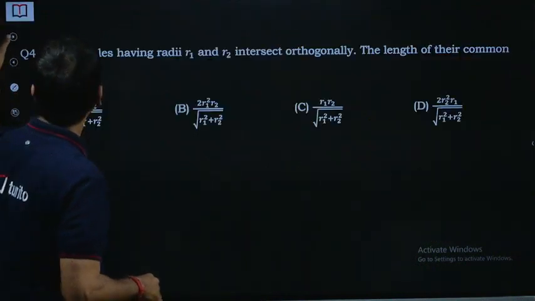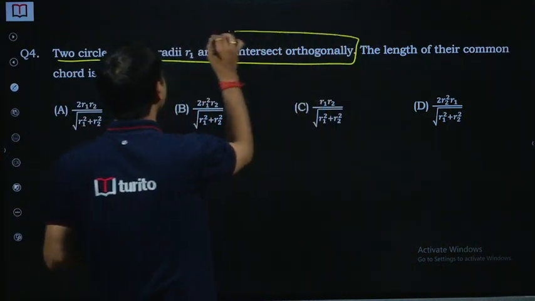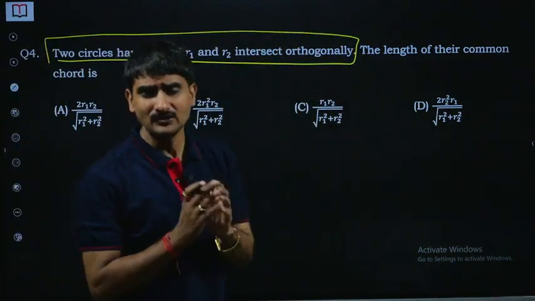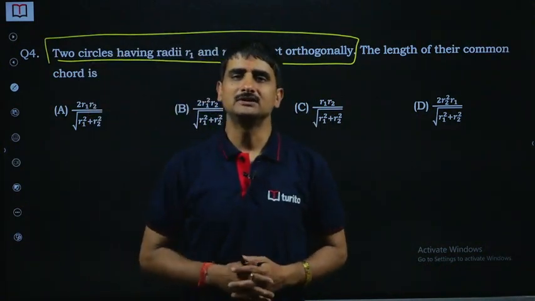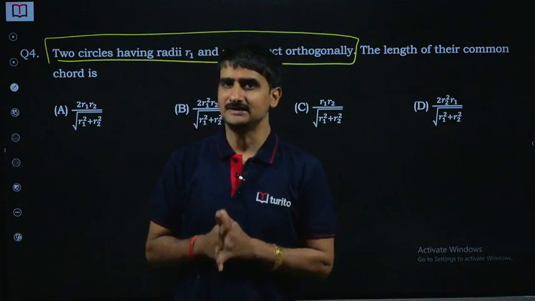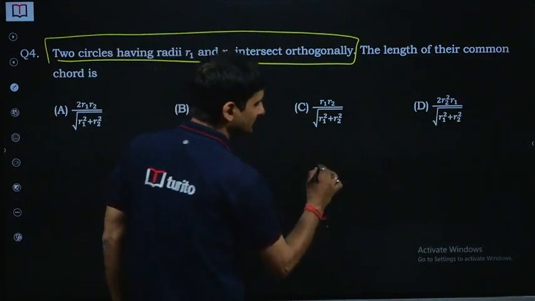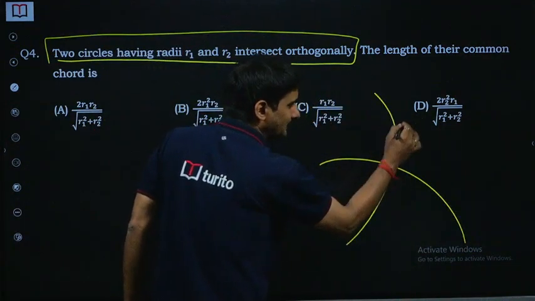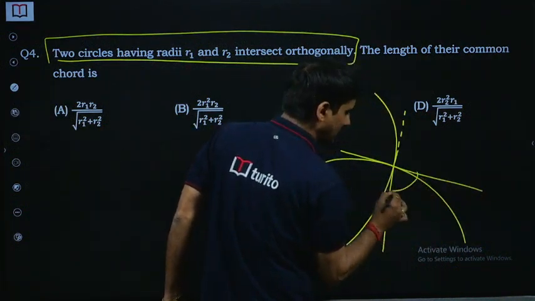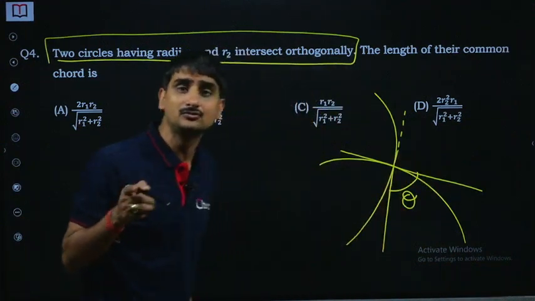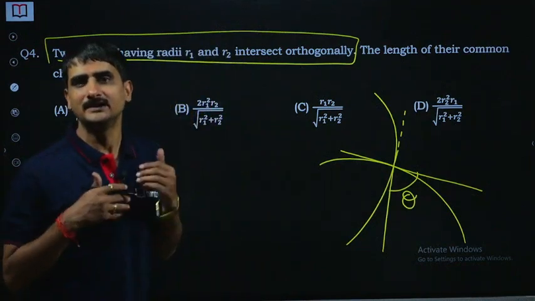So that's done. Moving to the fourth question. The fourth question is an important one. Intersect orthogonally. What does that mean? Two curves intersect orthogonally when the angle between the curves is a right angle, 90 degrees. And how do we define the angle between any two intersecting curves? If two curves intersect, then the angle between their tangents at the point of intersection is defined as the angle between the two intersecting curves. So orthogonal means they intersect at right angle.